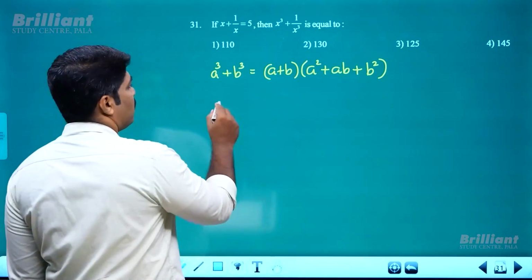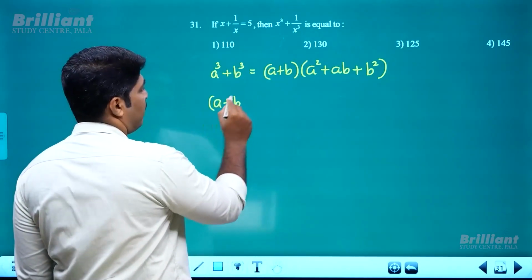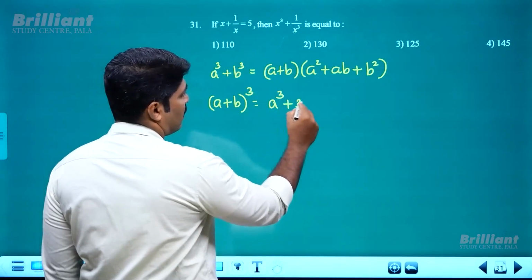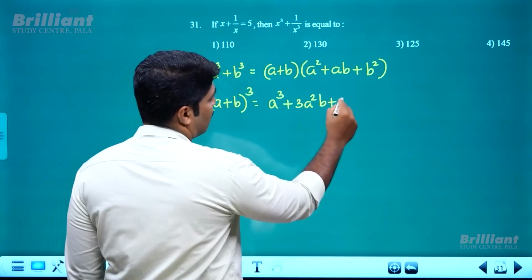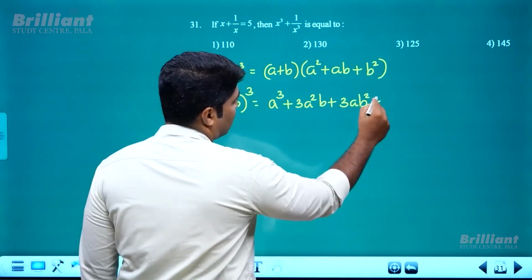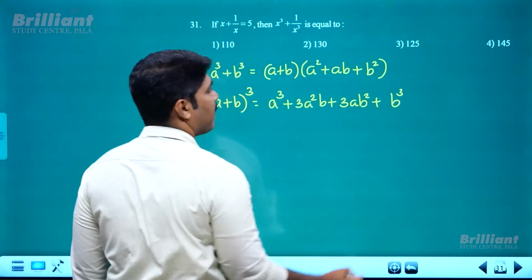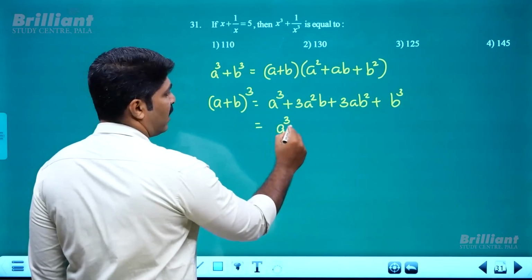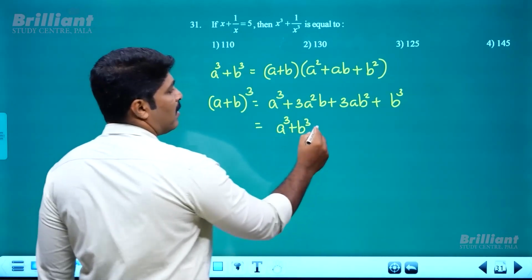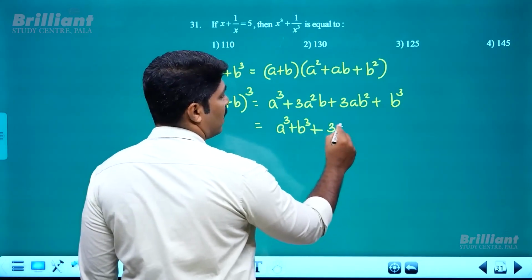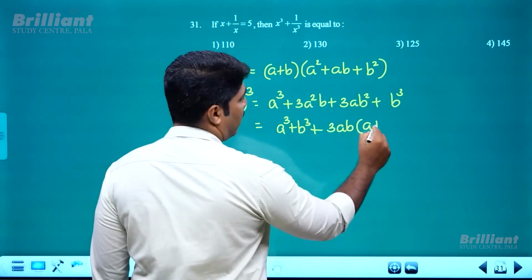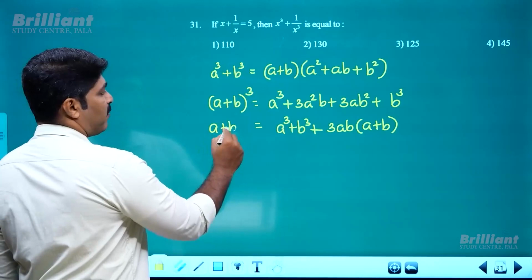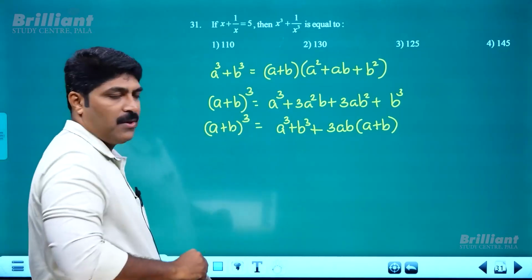At the same time, recall another identity, (a plus b) the whole cube. What is (a plus b) the whole cube? It is a cube plus 3a square b plus 3ab square plus b cube. Or we can write it as a cube plus b cube plus 3ab into (a plus b). So this is the result of (a plus b) the whole cube.